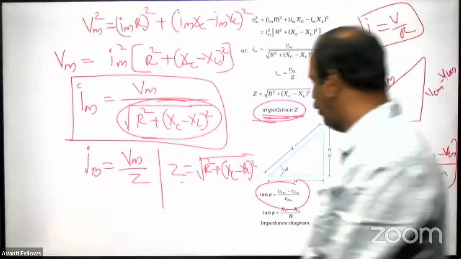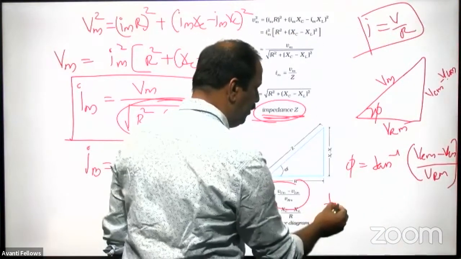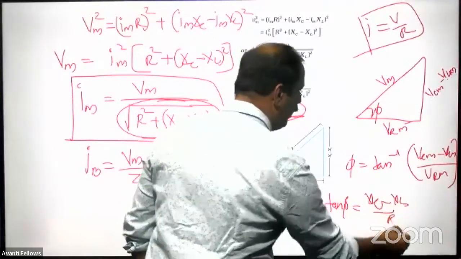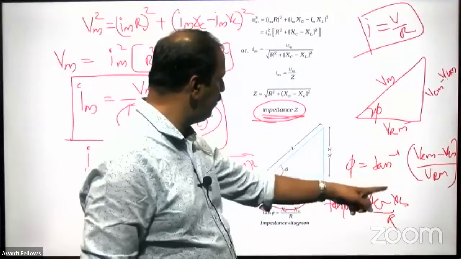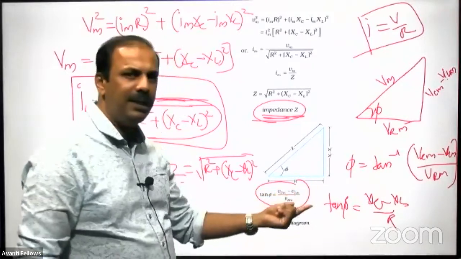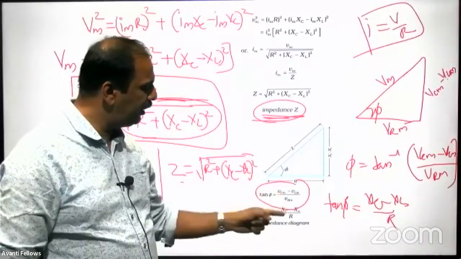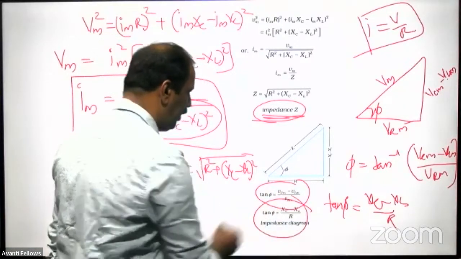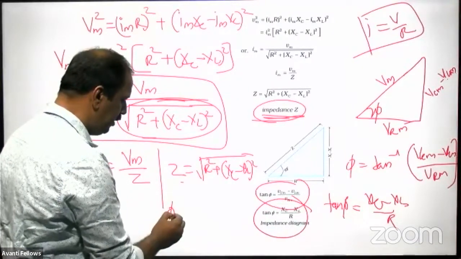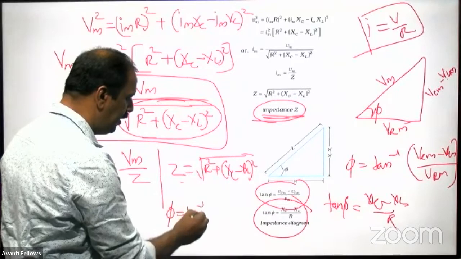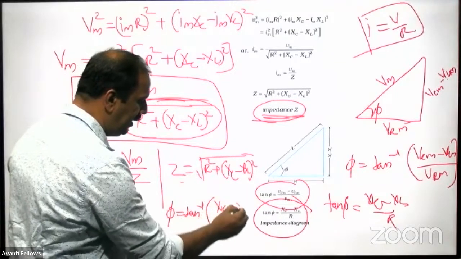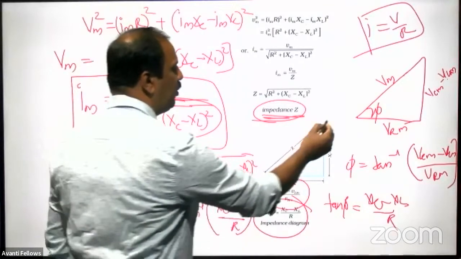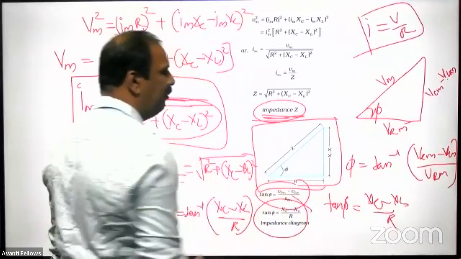And one more way you can write: tan phi is equal to XC minus XL by R. How are we getting the same equation? Whatever equation we wrote for this, we are dividing it by the current. When you divide by the current, the voltages become XC and XL. So this equation we will use more. In more places we will write phi is equal to tan inverse of XC minus XL by R. So we are getting this from this diagram also. This is called the impedance triangle or the impedance diagram.